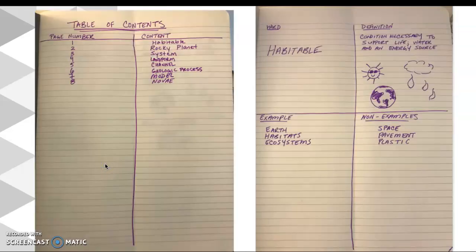What your table of contents should look like is that you have up to page 8 filled in. These are the vocab words that go with each of those page numbers. And then I put the habitable example up here again of how you set up that vocab notebook, just in case you needed it. If you have any questions, always feel free to reach out.